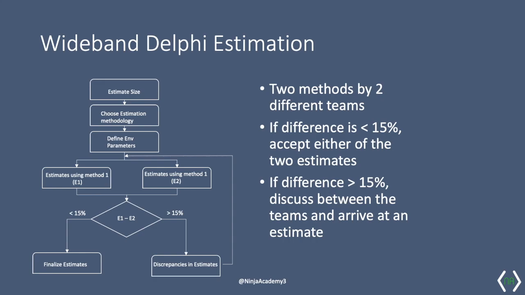So as you can see in the diagram, at least 2 methods of estimation will be used by independent teams. If the difference in the 2 estimates is less than 15%, you accept the estimates. If the difference is more than 15%, then something might be missing in either of the techniques or one of them.